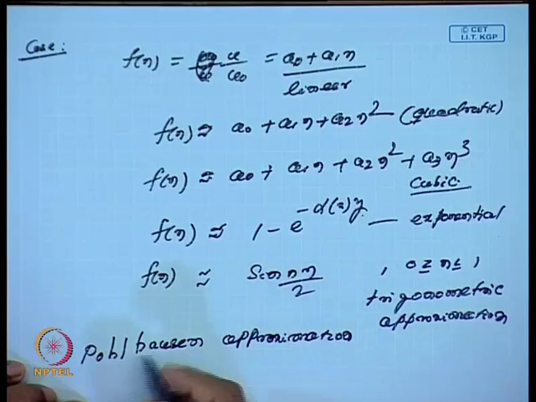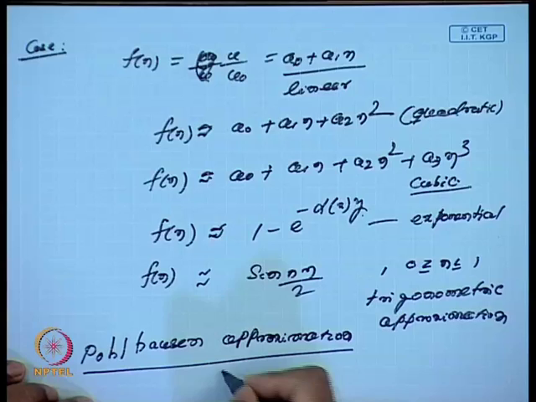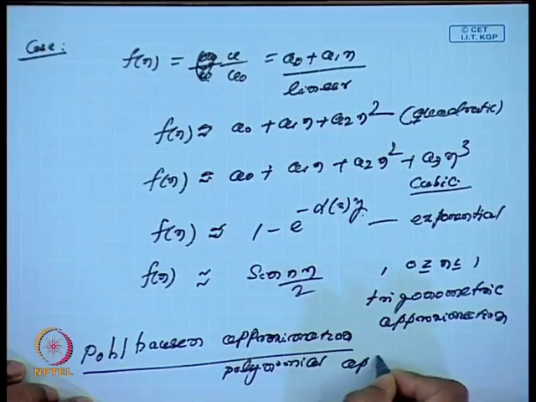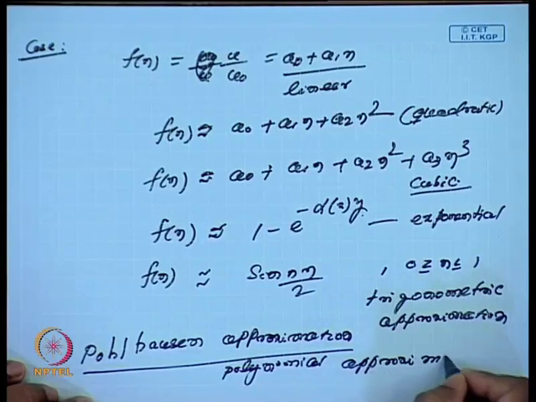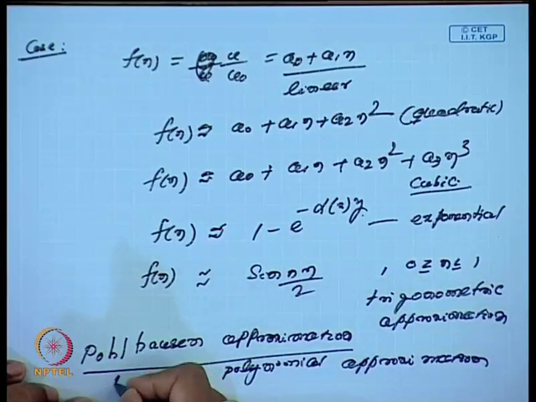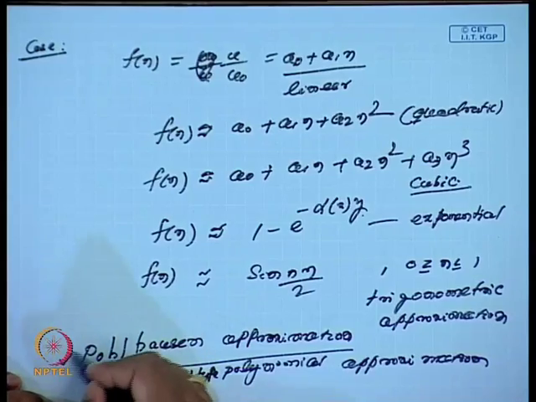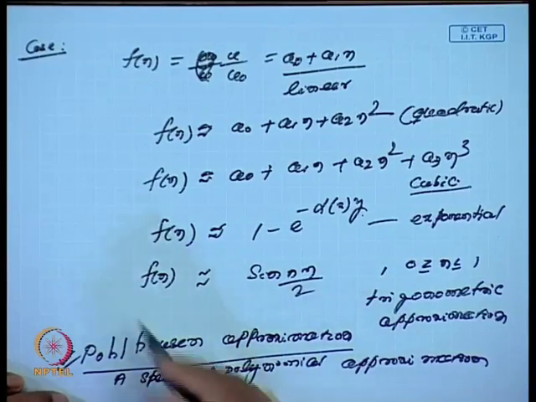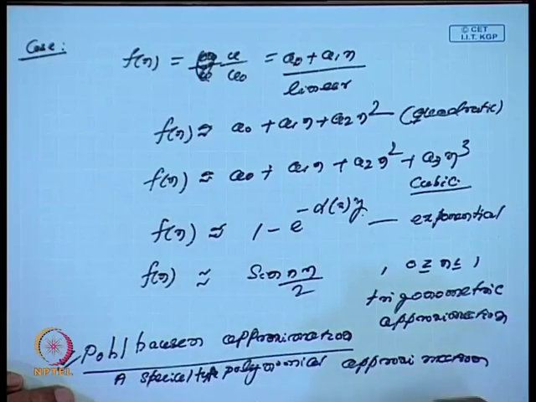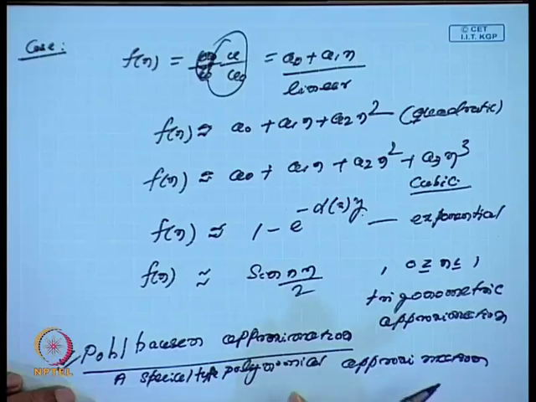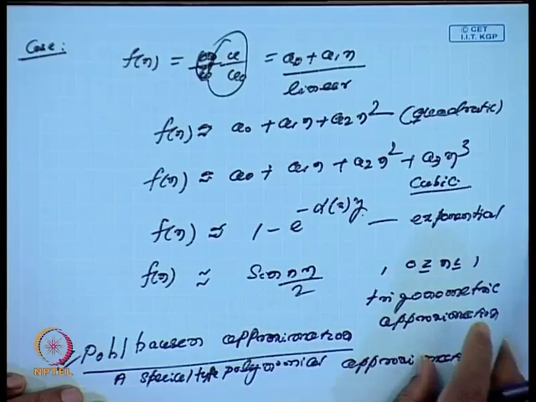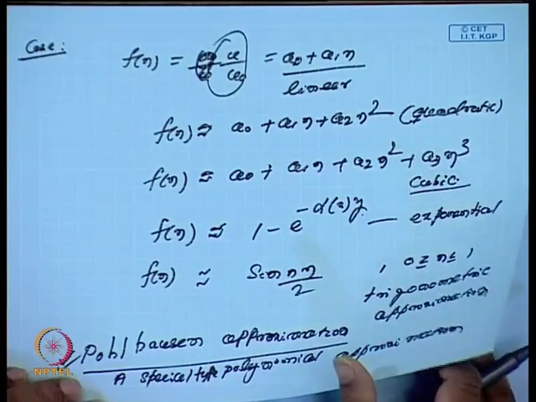It is again a kind of polynomial approximation, rather I will call it a special type of polynomial approximation. This can be found in various textbooks, and out of these approximations we can also find what eta is, and once we know f of eta, that means we know u by u naught, the velocity profile, and then we can find the wall shear stress and other physical quantities of interest.